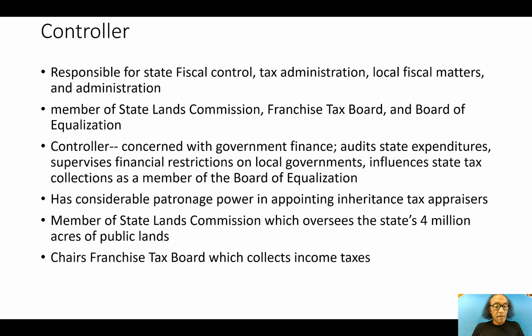As the title suggests, it is basically controlling the finances of the state. The Controller has considerable patronage power in appointing certain kinds of offices, such as tax appraisers, and as a member of the State Land Commission, oversees over 4 million acres of public lands, and chairs the Franchise Tax Board, which basically collects state income taxes.